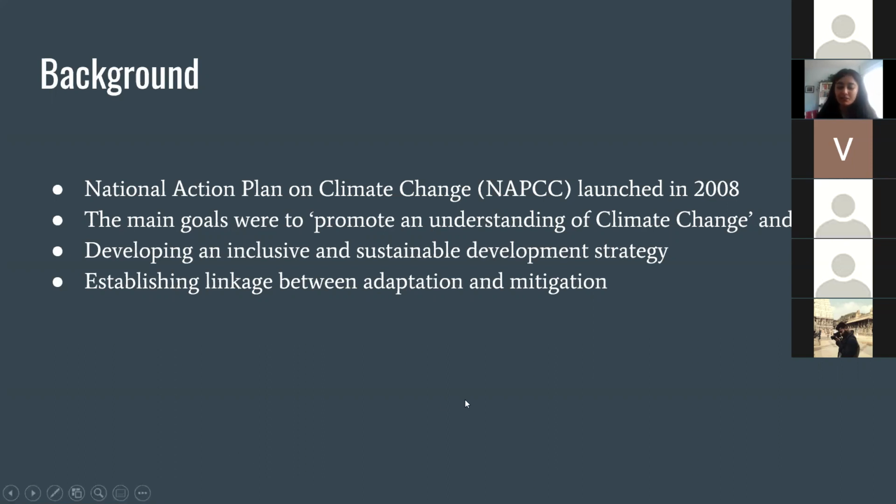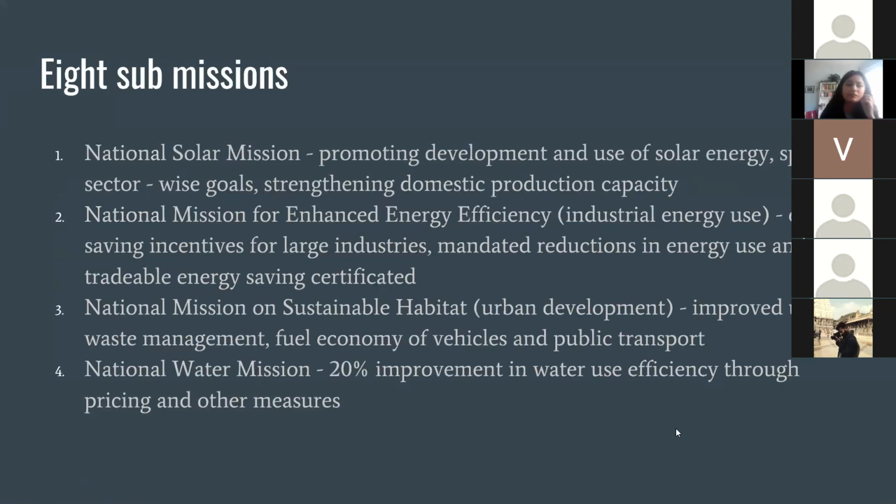Adaptation and mitigation were at the time still emerging concepts, at least in the mainstream. And the idea was also to explore how India can mitigate its emissions and also adapt to the coming changes due to climate change. So how they went about it is that they created 8 submissions. It's a very sectoral approach. One of its main criticisms has been that there's very little interaction or integration between these 8 different missions.